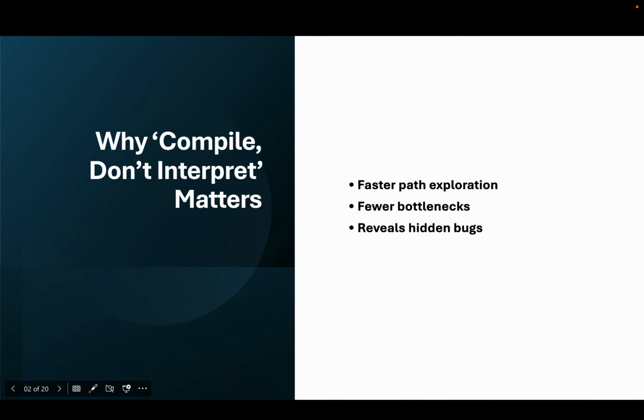Symbolic execution has always been powerful, but often slow due to interpretive overhead. By shifting to a compiler-based approach, SymCC reduces performance bottlenecks, allowing us to explore more paths in less time and to uncover bugs that might otherwise go unnoticed. This slide sets the stage for why the compilation method truly matters for anyone doing serious vulnerability research or large scale software development.